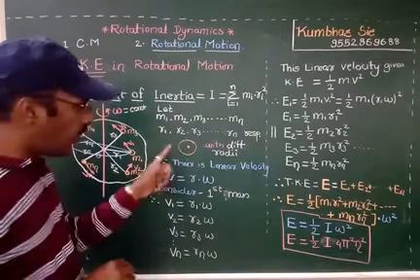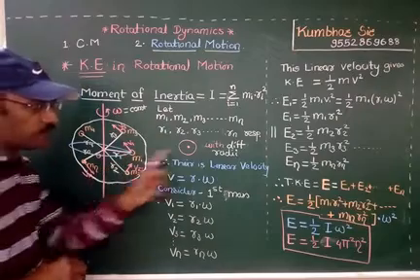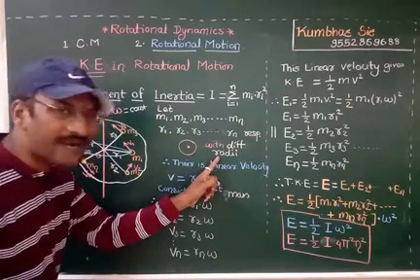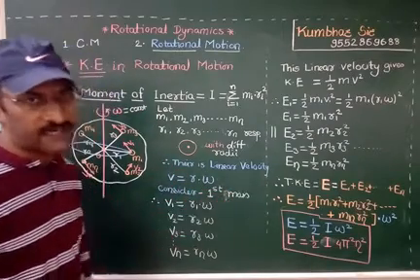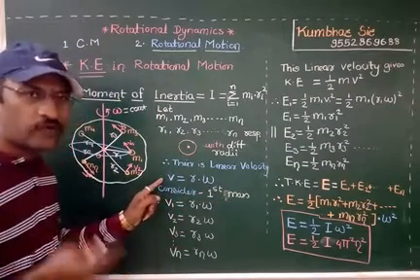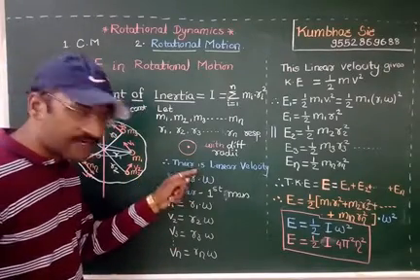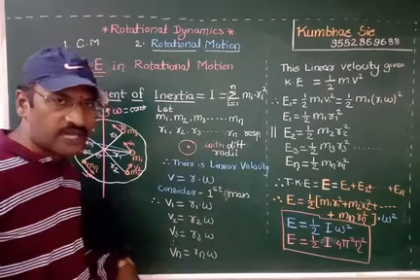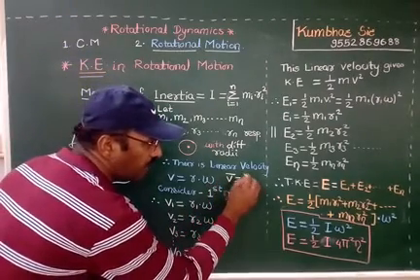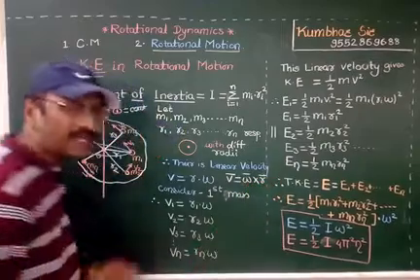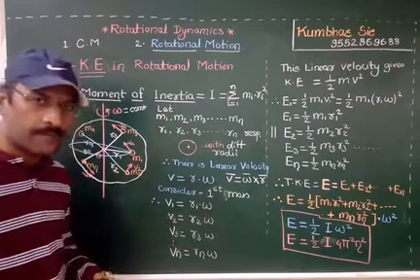I repeat this. All particles of a rigid body performing a circular motion with different radii means a linear velocity is created. Now from the circular motion we know the relation between linear velocity, radius vector and angular velocity: v bar equals omega bar cross r1, and its magnitude is represented as v equals r into omega.